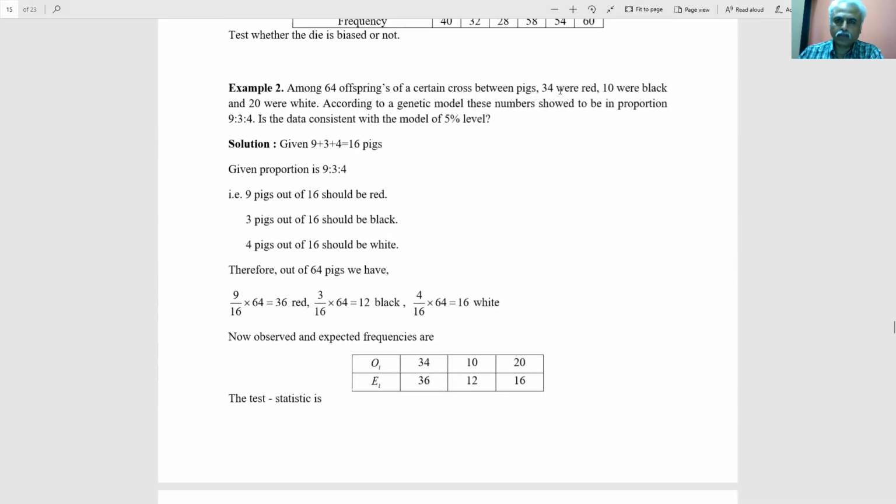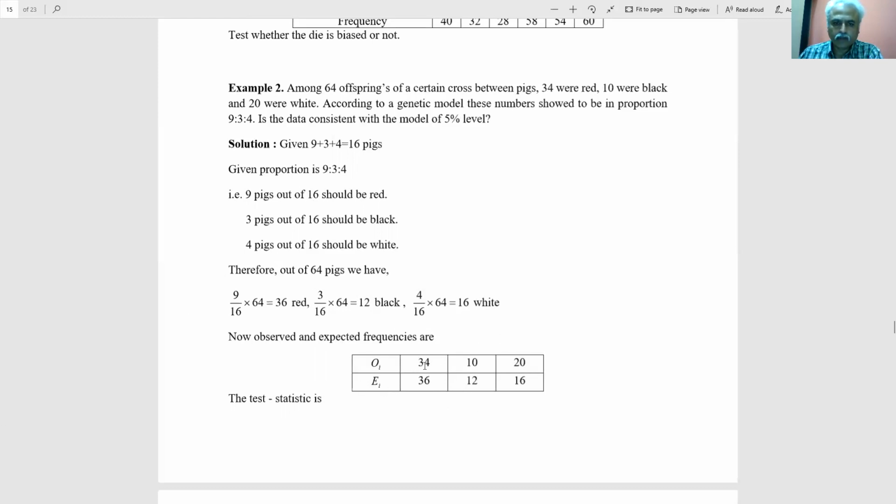So there is a small difference between practical observed frequency and theoretical. Out of 16, three are black, but out of 64, theoretically, there should be 12. So theoretical frequencies are 36, 12, 16.